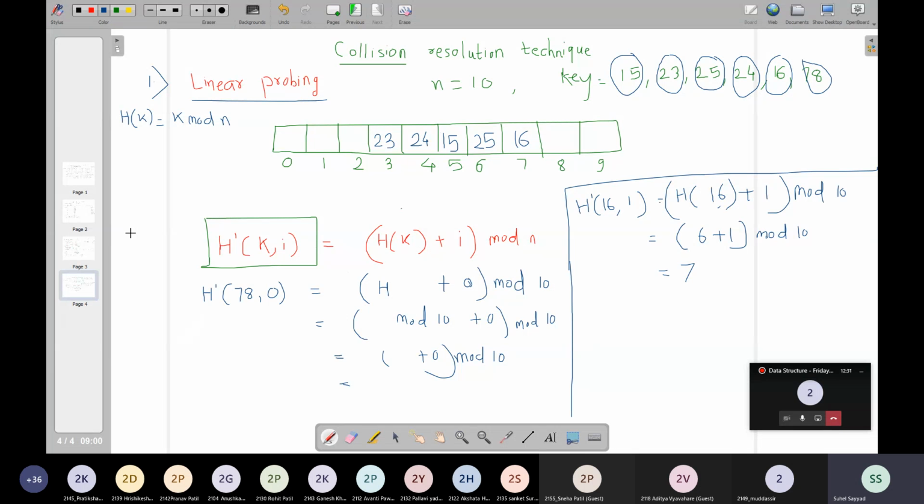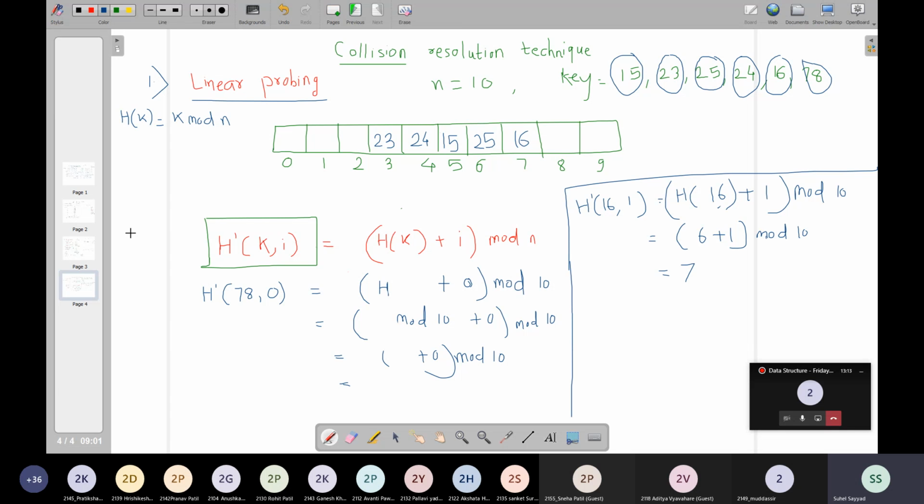Initially we calculated 15 with the value of i as 0, for which the answer came out to be 5. So we stored 15 in index number 5. Next key value that we picked up is 23 with the value of i as 0. The hash address comes out to be 3. So we store 23 at 3. Next key value is 25 with i value of 0. With this we get the hash value as 5, but as 5 is already occupied, this gives us a collision. So we solved h'(25, 1), which gives the hash value of 6. So we store 25 at 6.